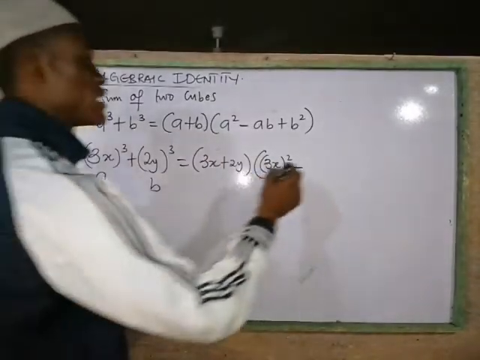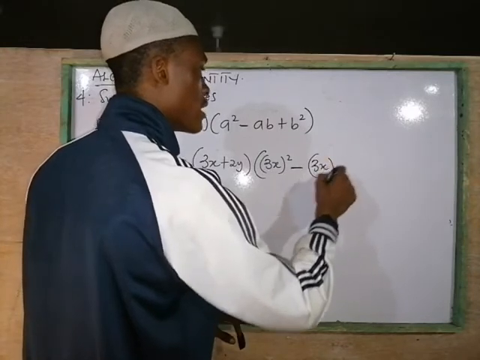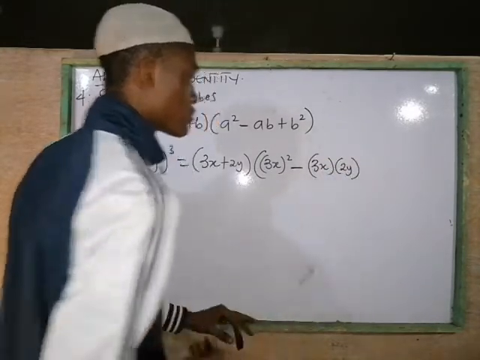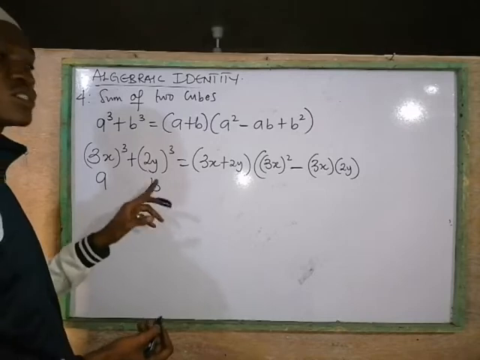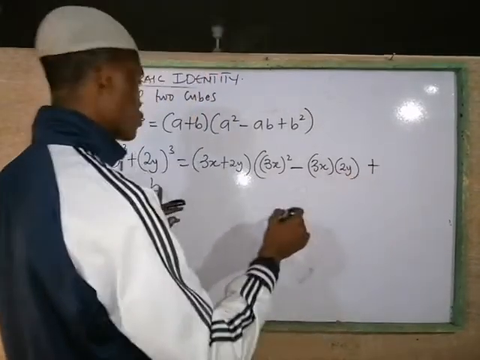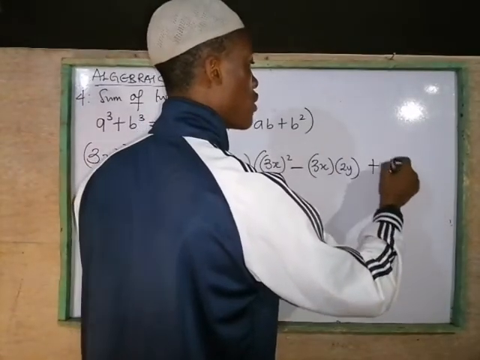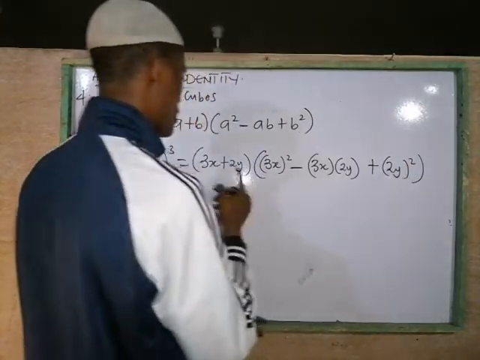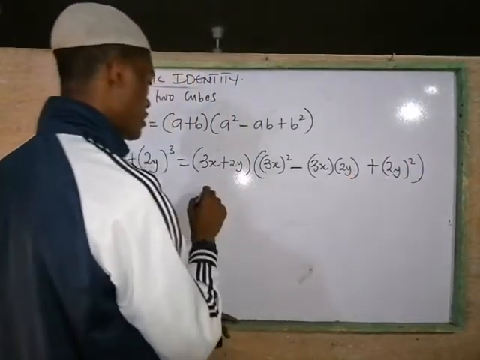Minus AB. Multiply them together, 3x multiplied by 2y, plus B squared, plus 2y all squared. Then you close the brackets. So from here you can still solve some things.